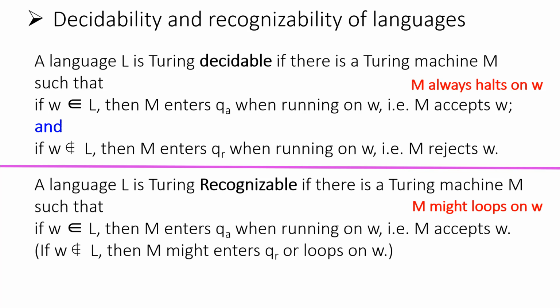You might ask, if we don't know the machine is looping, then how can we tell a string W is not in L? The answer is, so long as M does not stop and give you an acceptance answer, W is not in L. If W is in L, M will stop in a finite amount of time and give you an answer.